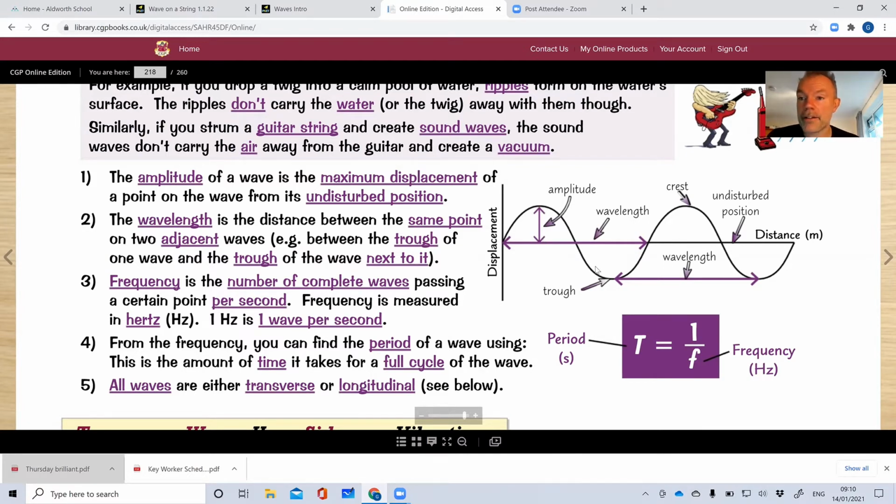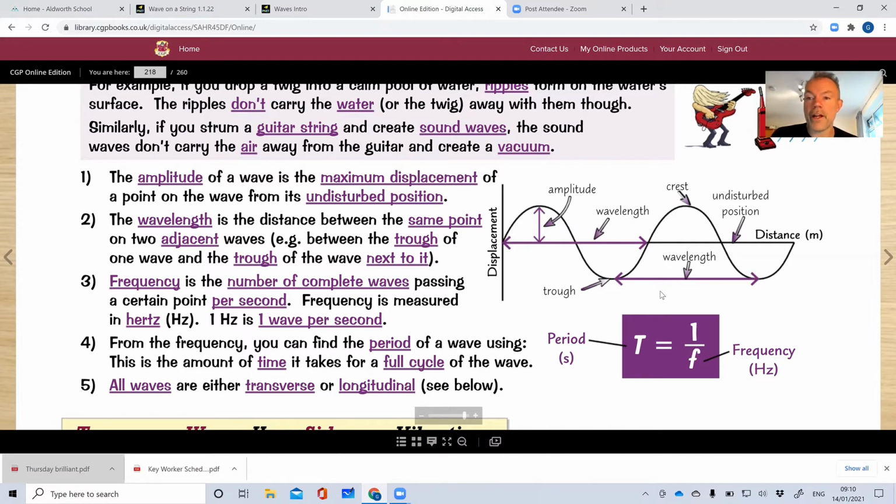The wavelength is the length of one wave. Okay, so look, once up, once down, that's the wavelength. It's the same distance if you did it from the crest to the crest, or from the trough to the trough, as they've done here. They're all the wavelength.